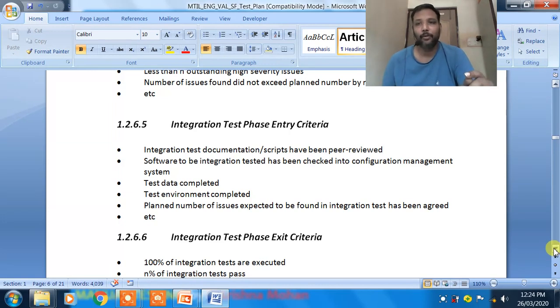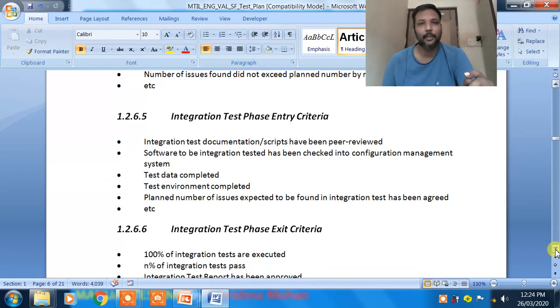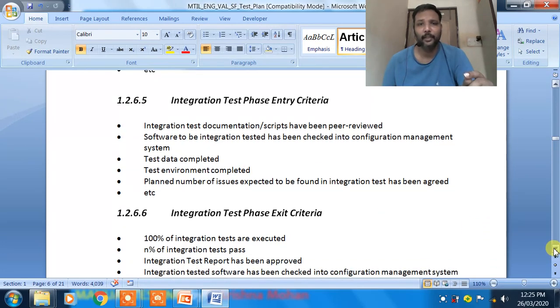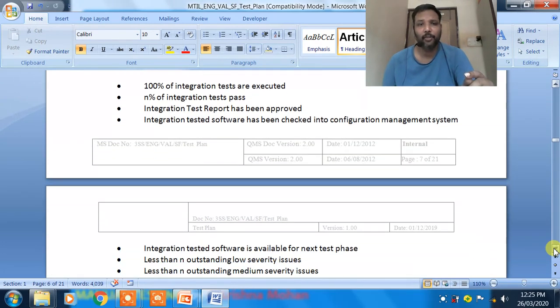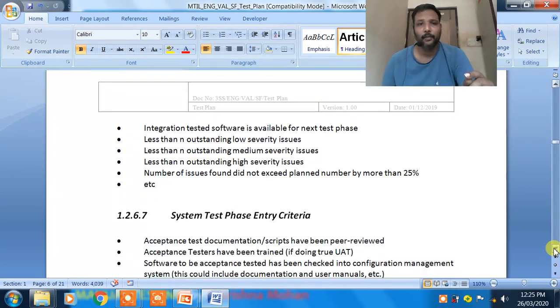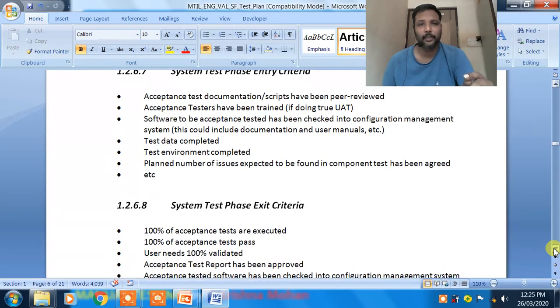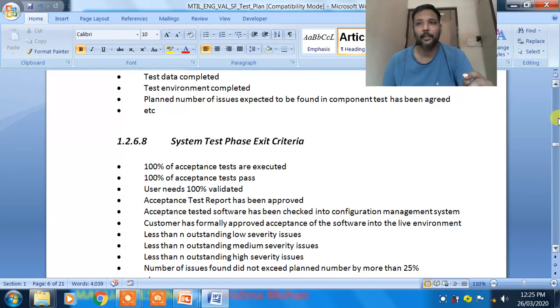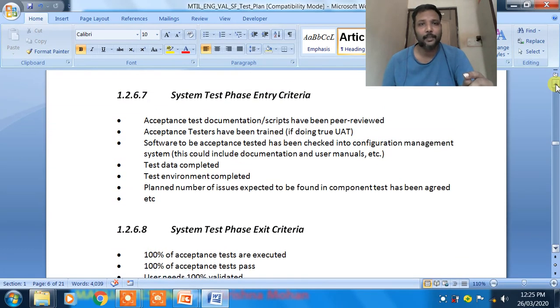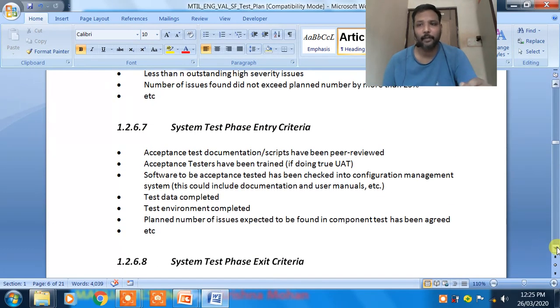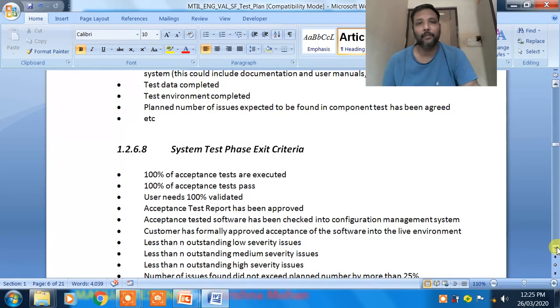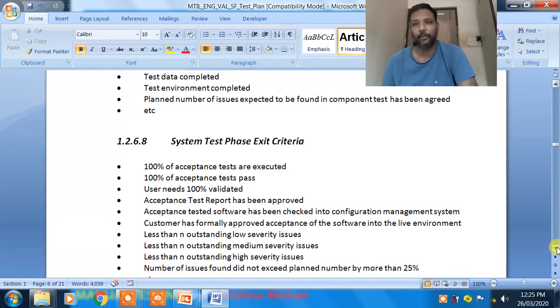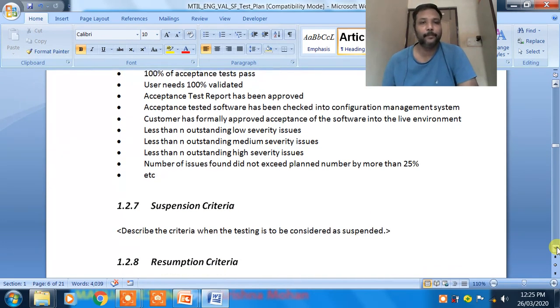So for integration testing, the entry and exit criteria, and the integration sequence are also very important. This is the exit criteria, and you also have to mention the integration sequence. I will be telling you that. And after that, the system testing and the entry and exit criteria for the system testing, that is what the test engineers will do.